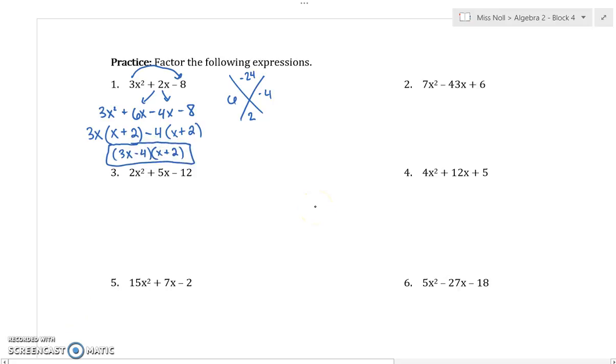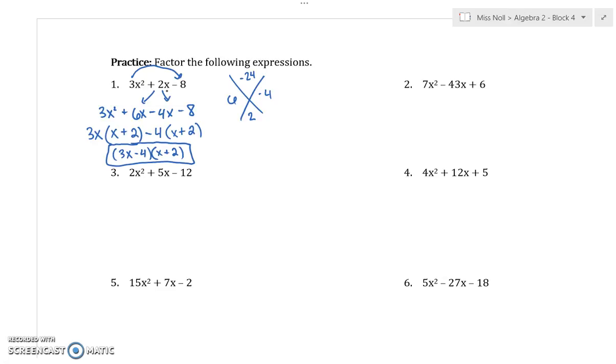And again, you can always check your answer by FOILing it out. If we did that, we'd have 3x times x gives me 3x squared, plus 6x minus 4x, that's right here, and then minus 8. When you do that, you combine the like terms. So you go backwards from this step, and you end up with your beginning expression. So, woo!